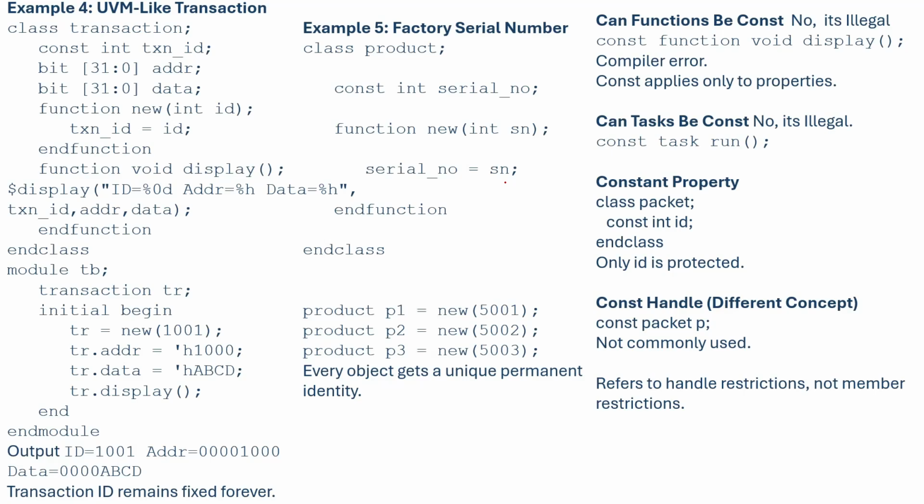Can a function be constant? No. A method cannot be constant. Only properties can be constant, and we need to assign the constant through the constructor. Okay. We can also use those constant properties in our class, and they can be assigned to your class handles.